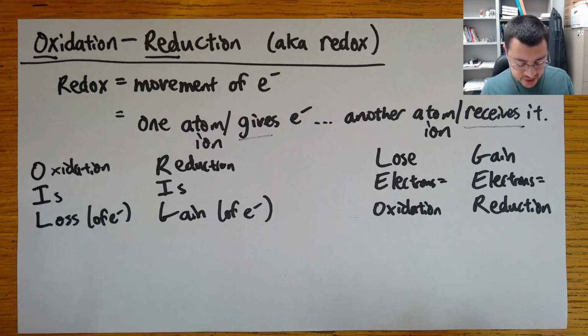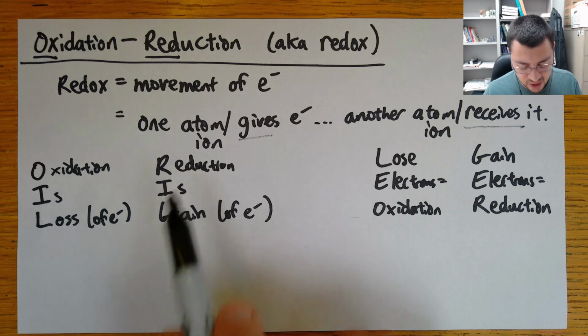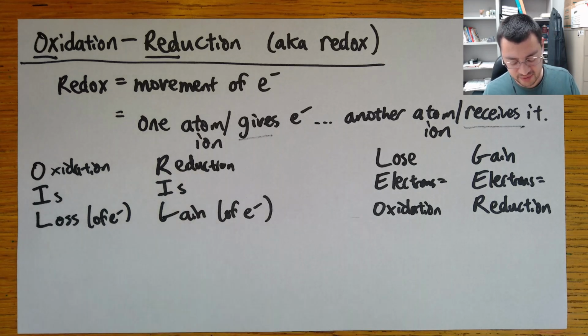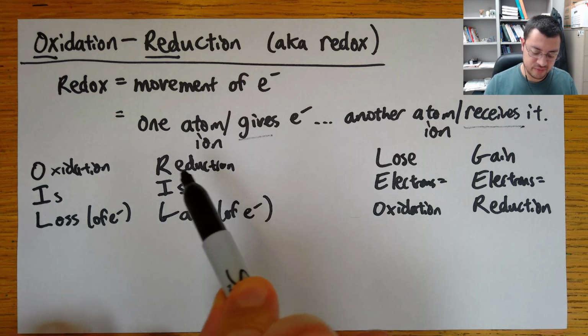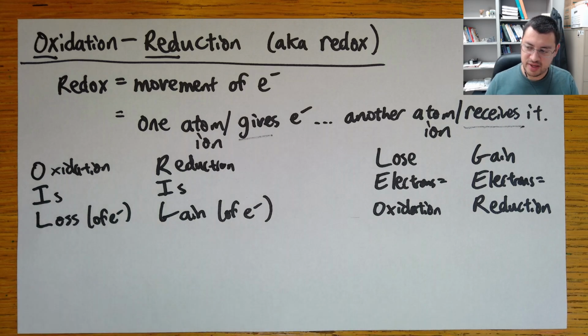All right, so oxidation means to lose electrons. Reduction is what we call it when something gains electrons. This may feel a little backwards. We're used to the idea that if something's getting reduced, it feels like it should be losing something.